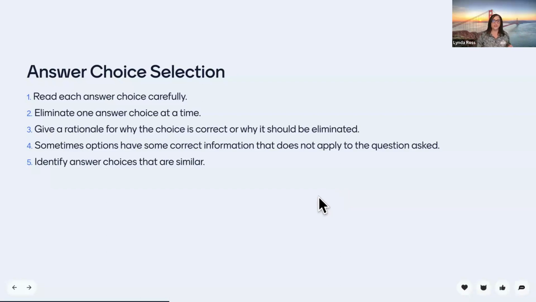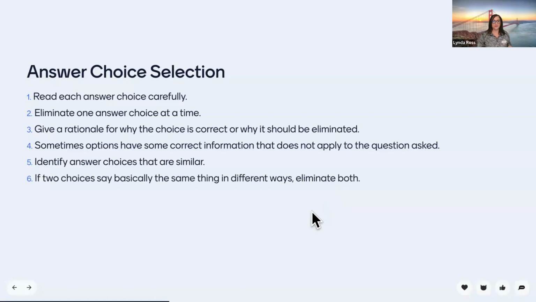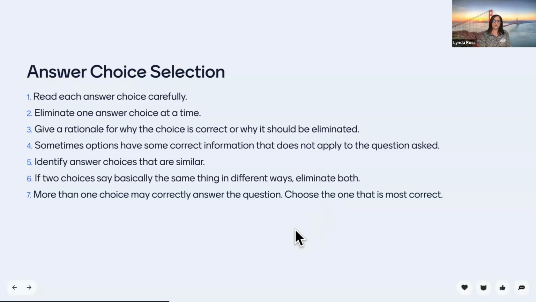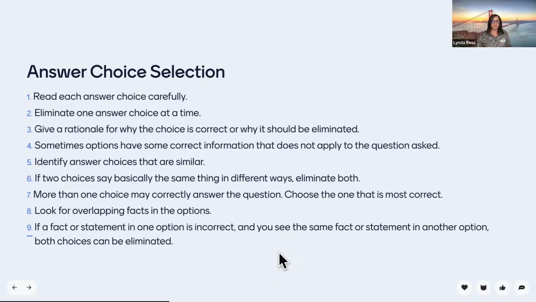Identify answer choices that are similar. If two choices say basically the same thing in different ways, some bells should be going off, right? Eliminate them both. More than one choice may correctly answer the question. Choose the one that is most correct. Again, that's that most likely, best, those keywords. And you want to look for overlapping facts in the options. If a fact or statement in one option is incorrect, and you see the same fact or statement in another option, both choices can be eliminated.